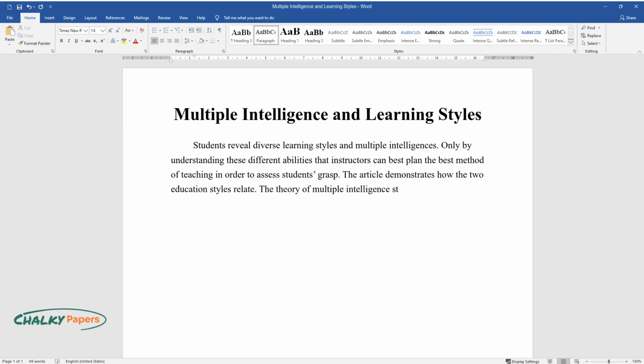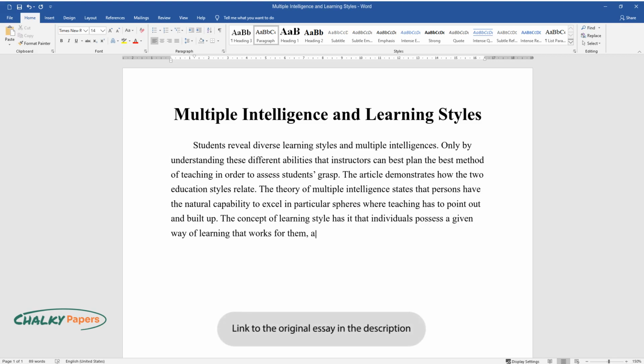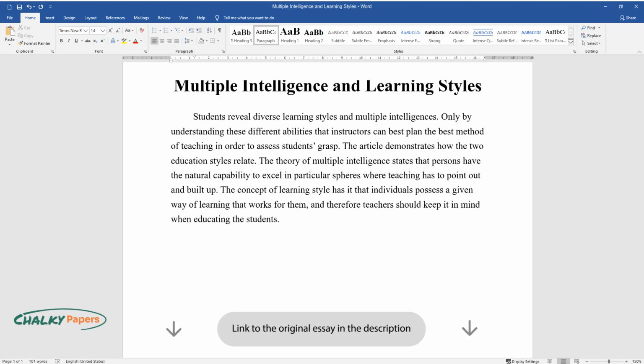The theory of multiple intelligence states that persons have the natural capability to excel in particular spheres where teaching has to point out and build up. The concept of learning style has it that individuals possess a given way of learning that works for them, and therefore teachers should keep it in mind when educating the students.